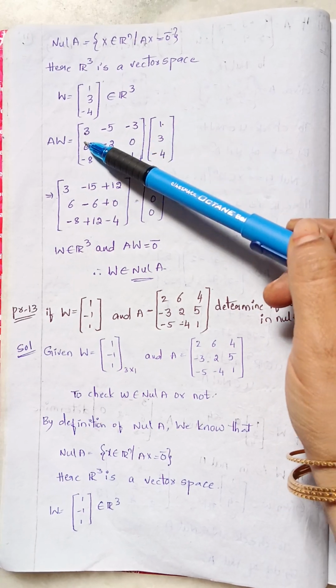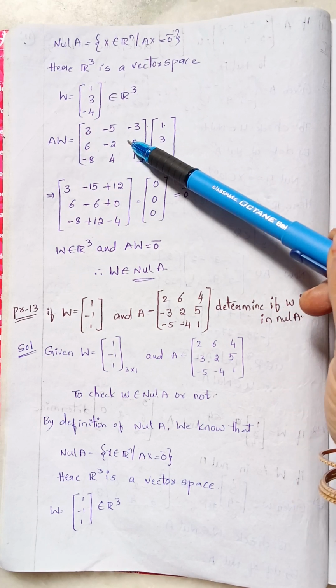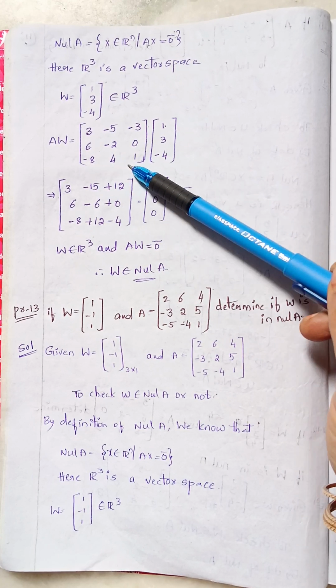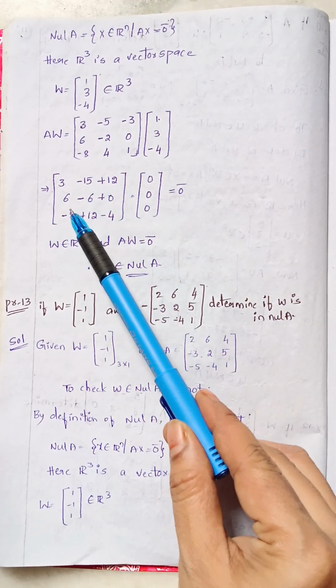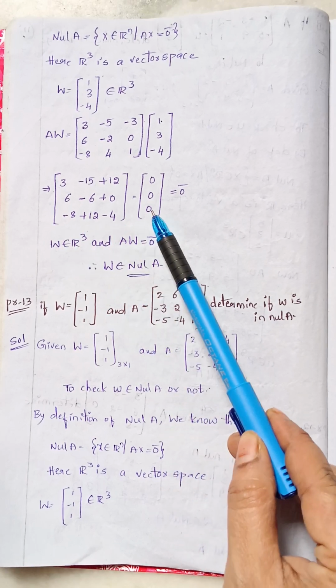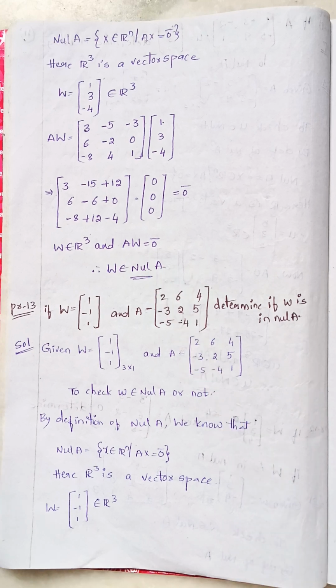First row into first column, 3 minus 15 plus 12. Like this, second row first column, and third row into first column. So here 15 minus 15 is 0, and 12 minus 12 is 0. So here also A into W equal to 0 bar. So W belongs to null A.